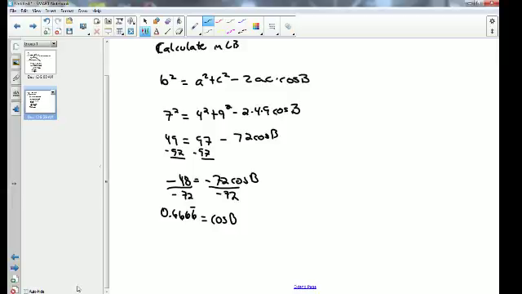Okay. How do I calculate B? Would you do inverse cosine? How do I calculate the measurement of angle B? Would you do inverse of cosine? Yeah, you would. 48.194. Thank you, Chance.